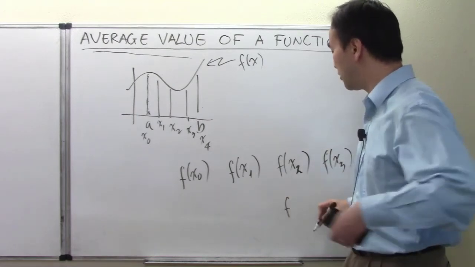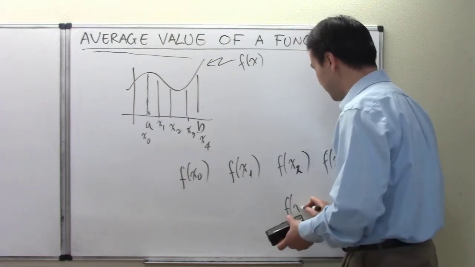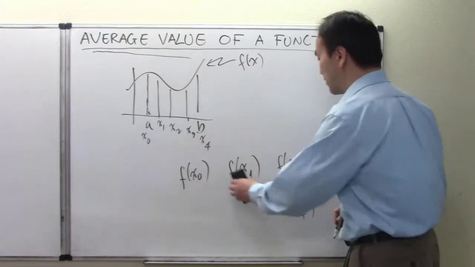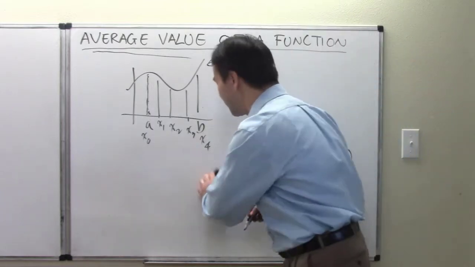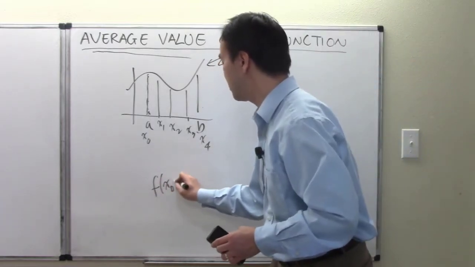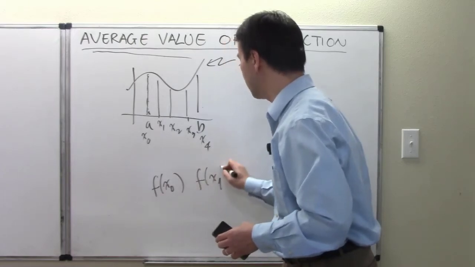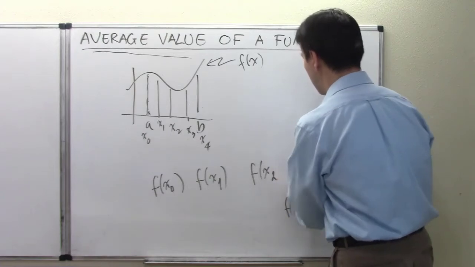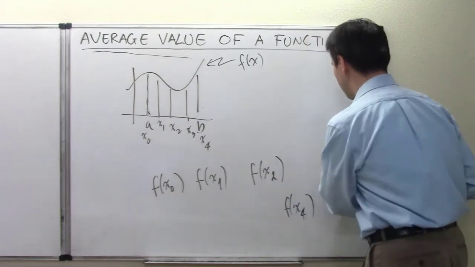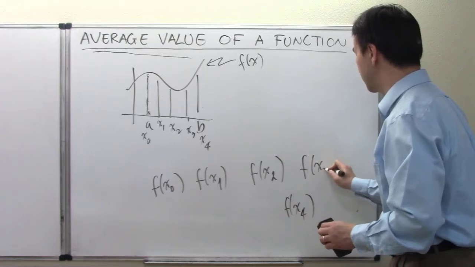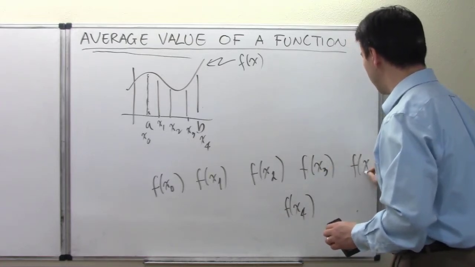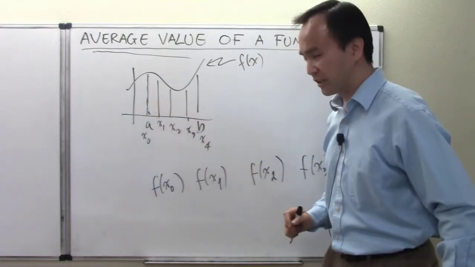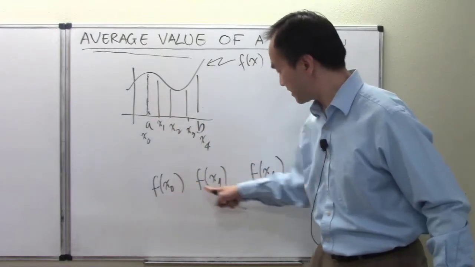and then we got f of x3, we have f of x4. So we have all those, so let me write it a little bit closer. So f of x0, f of x1, f of x2, and then we have f of x3, and the last one on the list, f of x4. So now those are the heights at different x inputs.